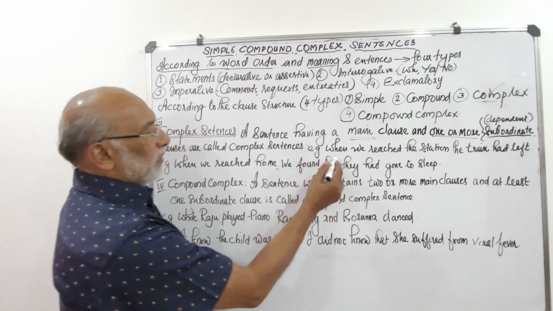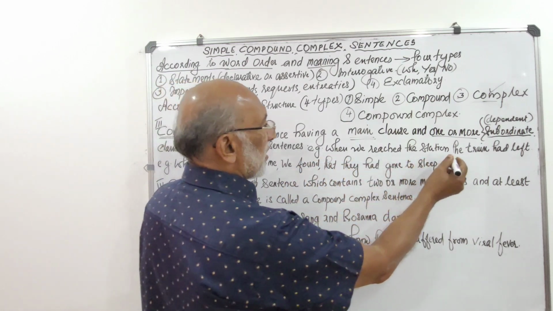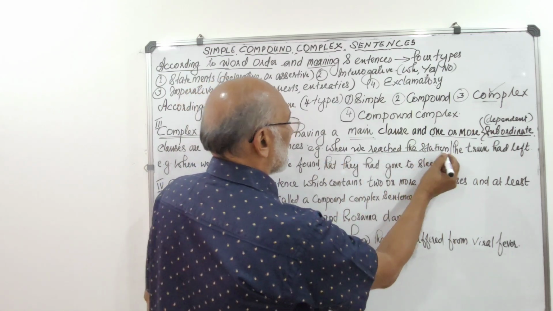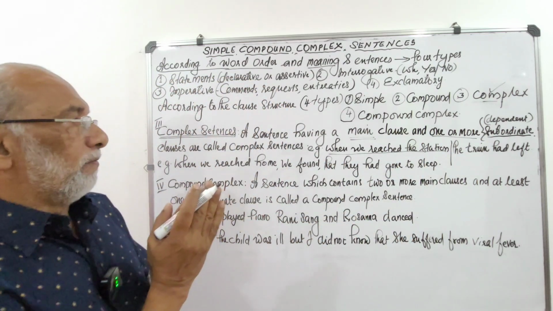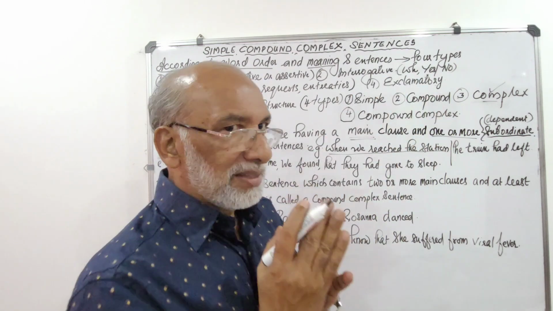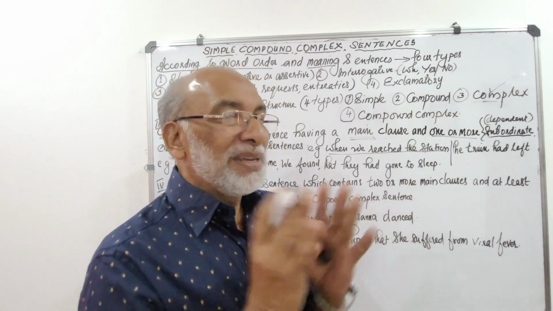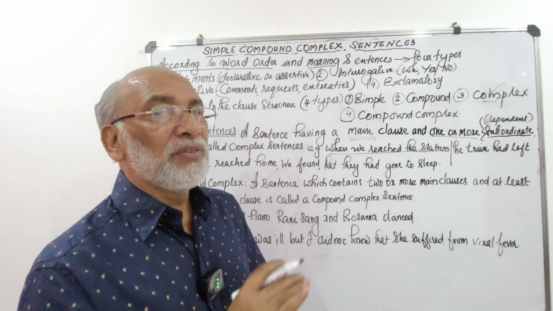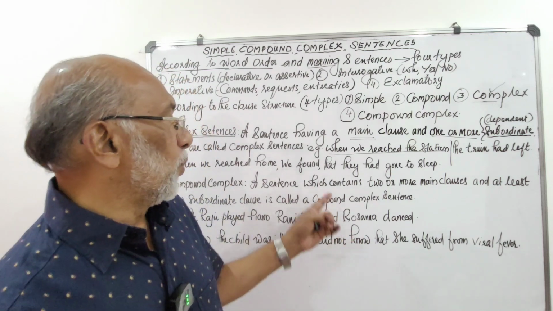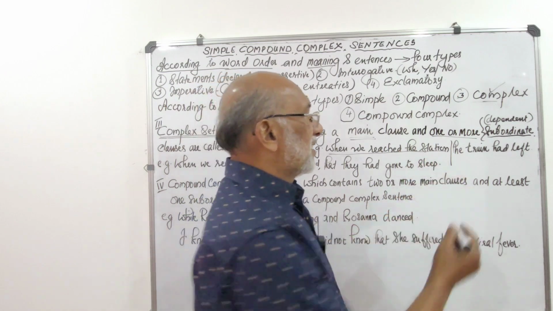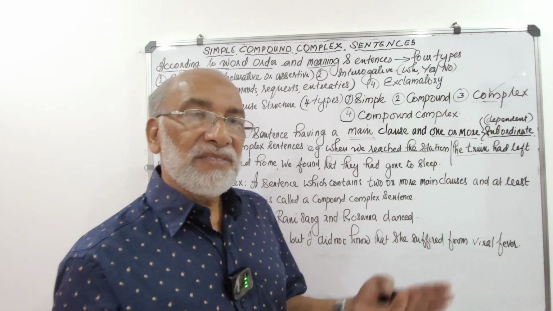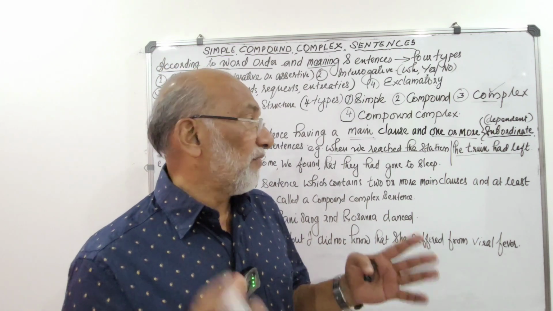Okay. Example: When we reached the station, the train had left. Here, if you consider this first part alone, just forget the second part. When we reached the station, we have a feeling that something is missing. I mean, the meaning is incomplete. So that type of clause is called a subordinate clause or a dependent clause. When we reached the station, the train had left. See this one, consider the second one, the train had left. The meaning is complete, nothing is left.